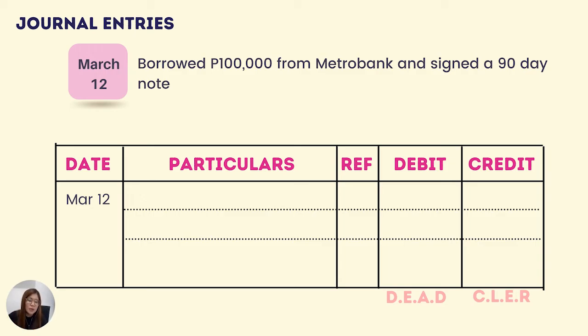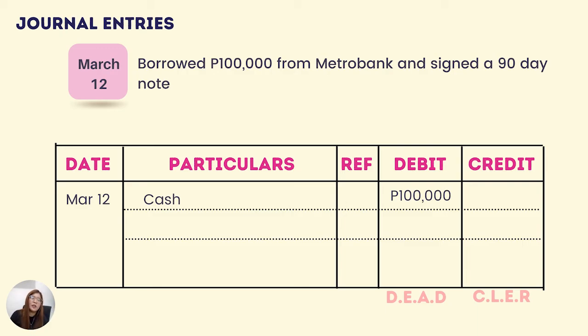So, what did the business receive? Of course, cash dahil nangutang nga tayo sa bangko. Tama? Therefore, the affected account for this transaction is cash. And we've mentioned, paulit-ulit natin sinasabi, to increase the asset or to increase the cash, ang ginawa natin, we debit it. So, let's put the amount of cash amounting to 100,000 in the debit column.